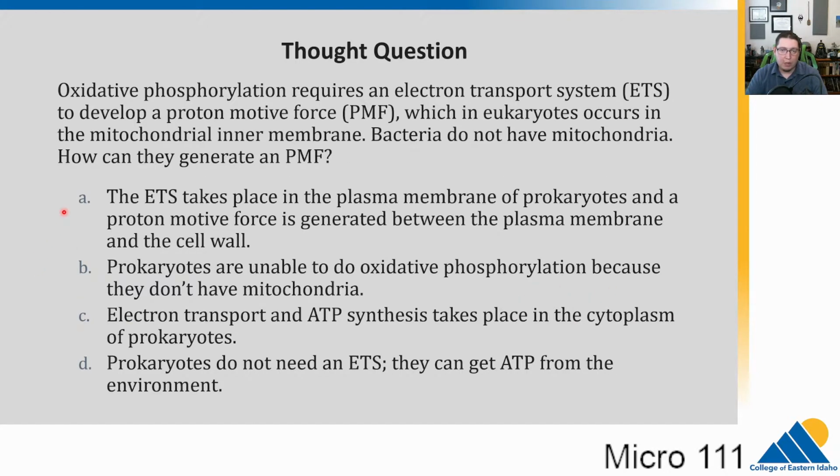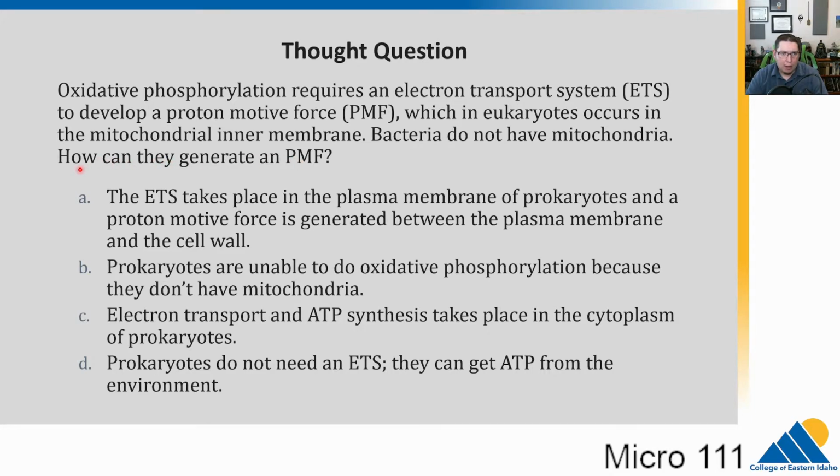All right, this one is more of a thought question, just checking on your knowledge of structure of bacteria. This probably wouldn't show up on a test. So oxidative phosphorylation, we need an electron transport system, and that's going to develop a proton motive force. In eukaryotes, this happens in the mitochondria between the inner membrane and the intermembrane space, between the two mitochondrial membranes. Bacteria don't have mitochondria, but how do they generate that proton motive force? Where are the protons being moved?